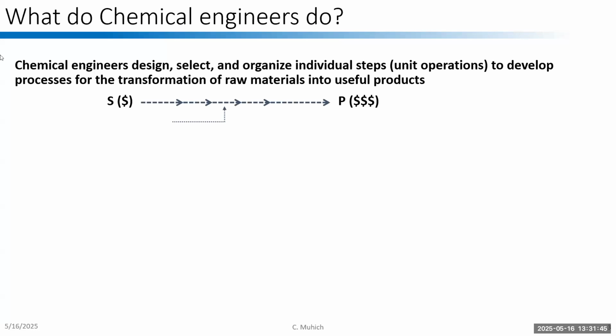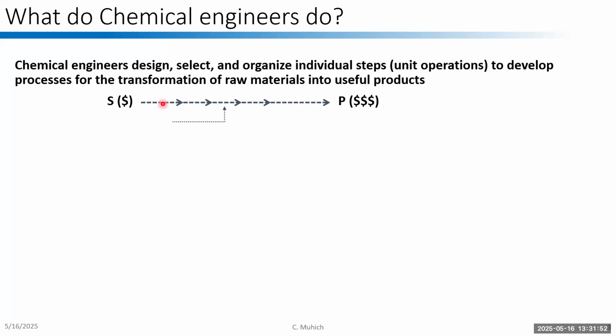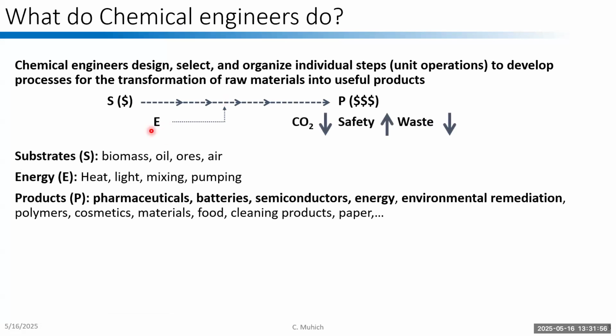Or, put another way, we take some sort of substrate, represented here by S. We do a series of transformations, some of which take energy, and we turn that into a higher value product. Hopefully, in a process that minimizes CO2 production, is safe, and minimizes waste.